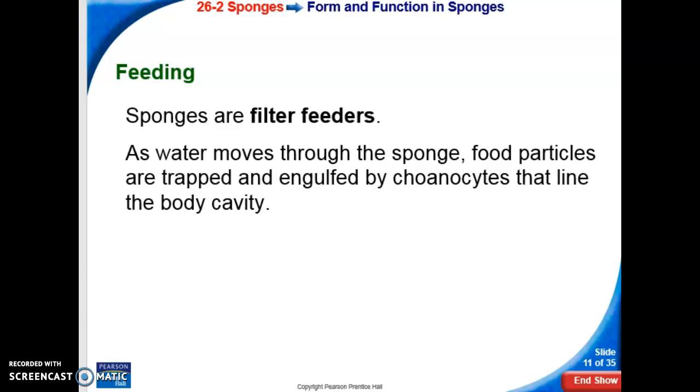Now, sponges also do feed. We talked about filter feeders, so as water moves through the sponge, the food particles are trapped and engulfed by those choanocytes that line the body cavity.